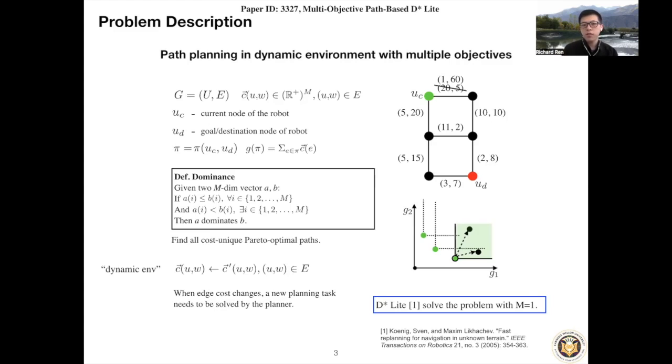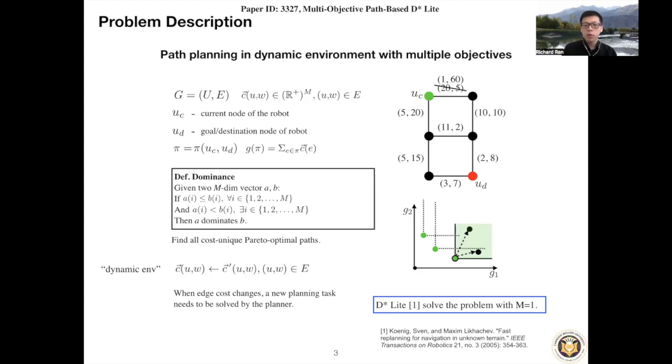Since we are optimizing vectors in general, there is no single solution path that can optimize all the objectives at the same time. Therefore, we seek to find a set of so-called Pareto optimal paths. A path is Pareto optimal if we cannot improve over one objective without deteriorating at least another objective.